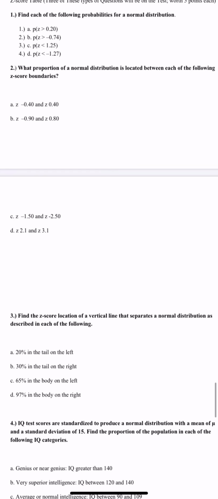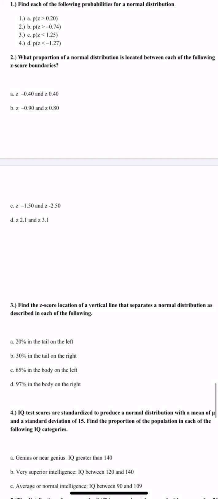Now you have a 2.1 and a 3.1. They both fall on the positive side, so the same rule applies. So you go and look up both the proportions, and you'll see for 3.1, it's 0.4990 minus, for 2.1, it's 0.4821. When you subtract those two numbers, you will get 0.0169. Moving along.